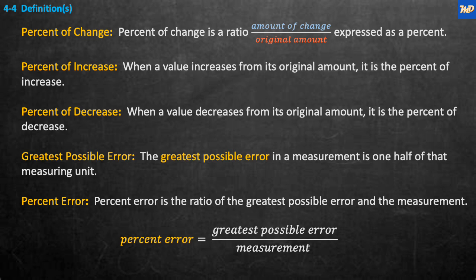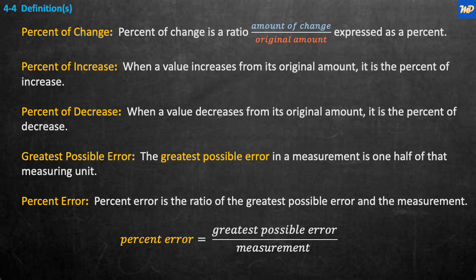Okay, let's look at some definitions before we get going here. Percent of change. Percent of change is a ratio: the amount of change divided by the original amount, expressed as a percent. Percent of increase. When a value increases from its original amount, it is the percent of increase. Percent of decrease. When a value decreases from the original amount, it's the percent of decrease.